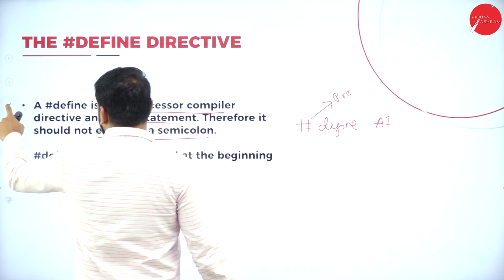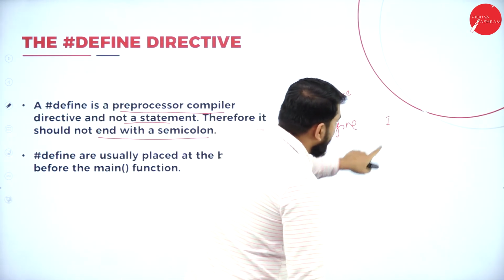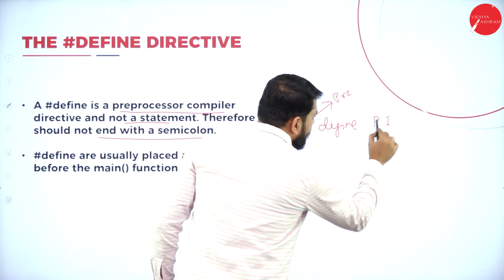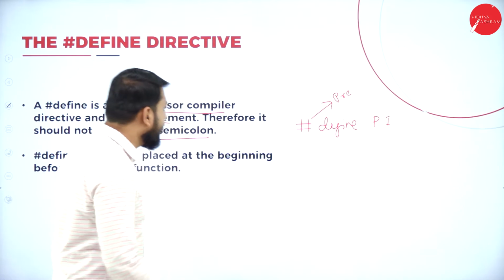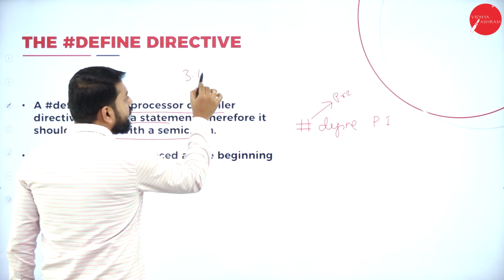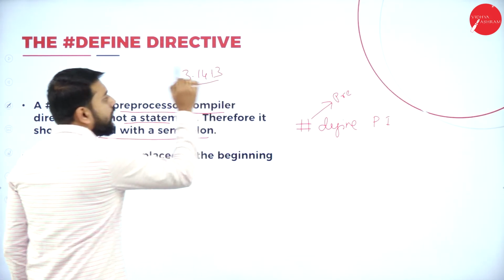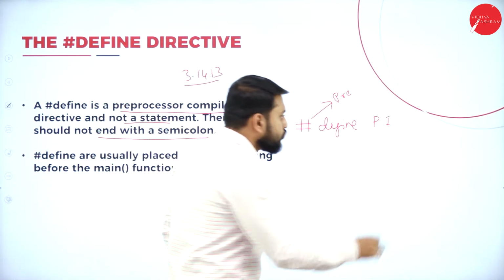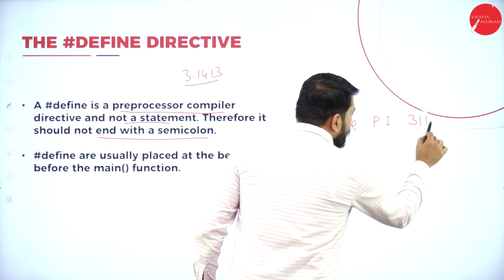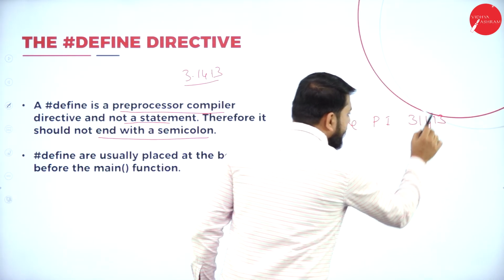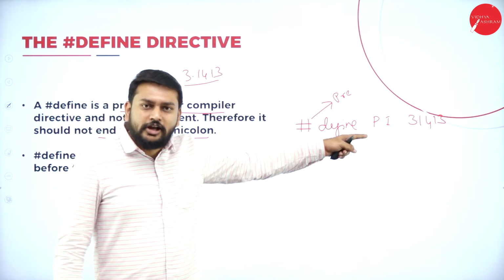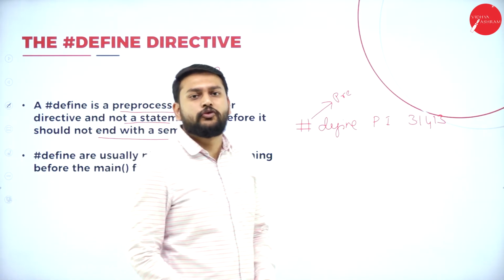All right, what is that I have? Let's take it as PI. You all know the pi value is 3.1413, right? So whenever I use this PI, PI is 3.1413. And later I don't have to write 3.1413, 3.1413 everywhere.